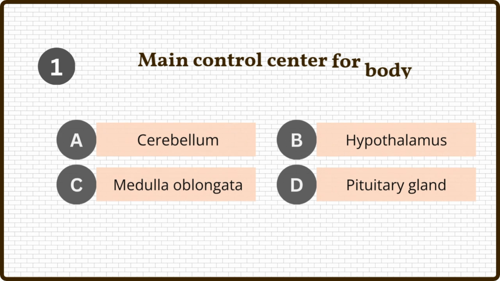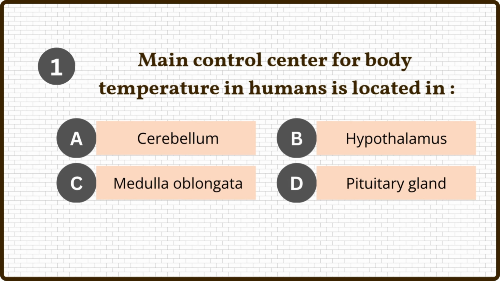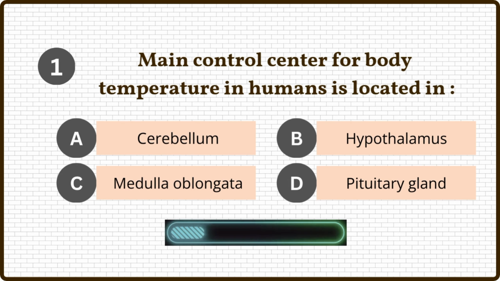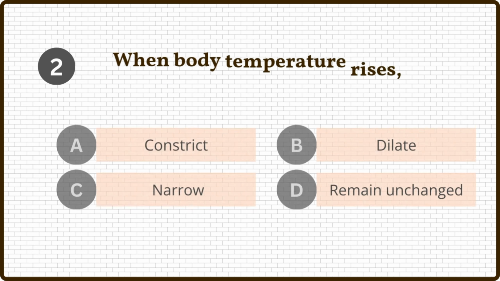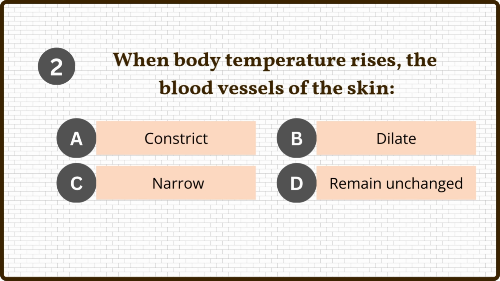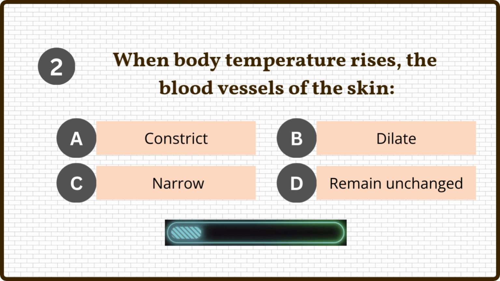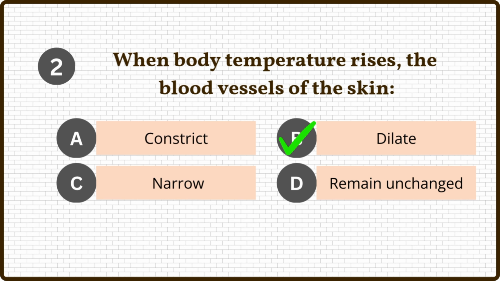Main control center for body temperature in humans is located in hypothalamus. When body temperature rises, the blood vessels of the skin dilates.